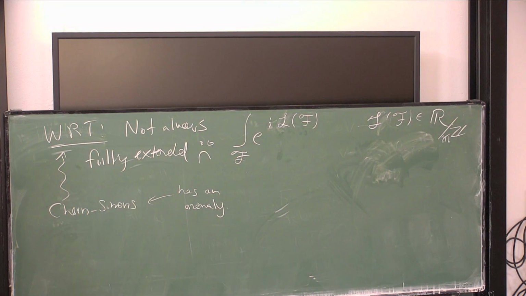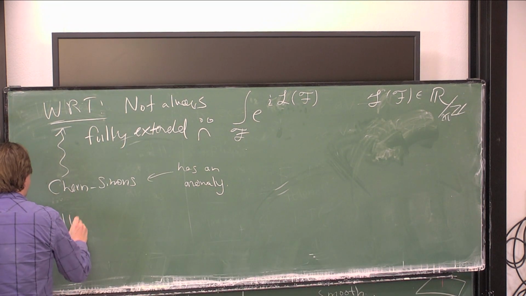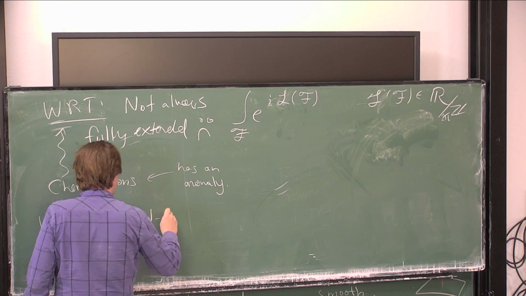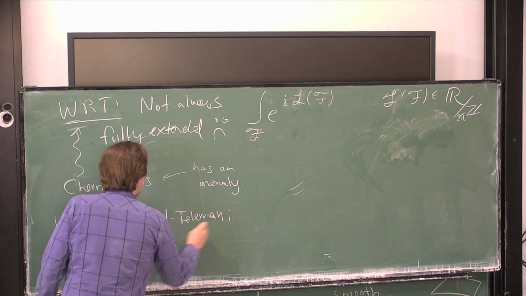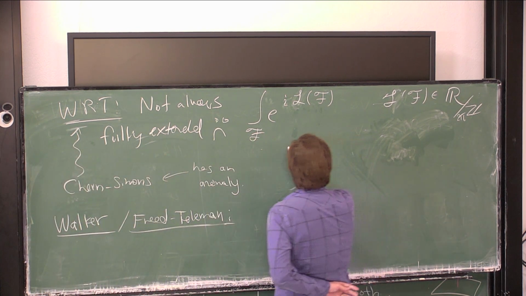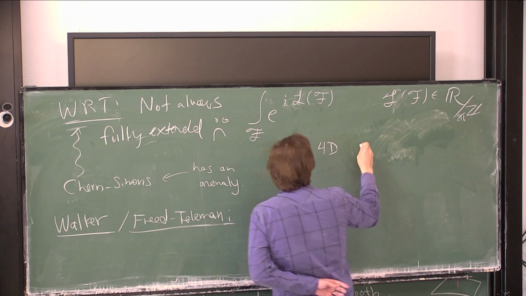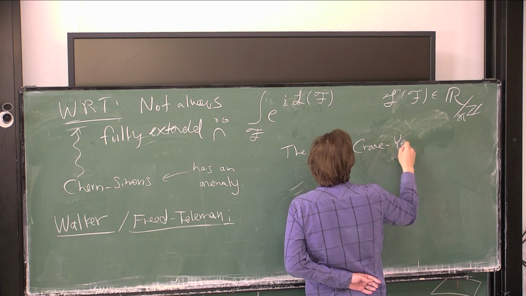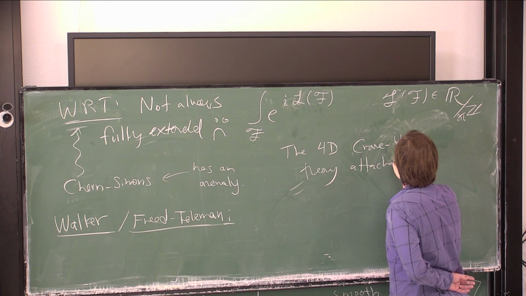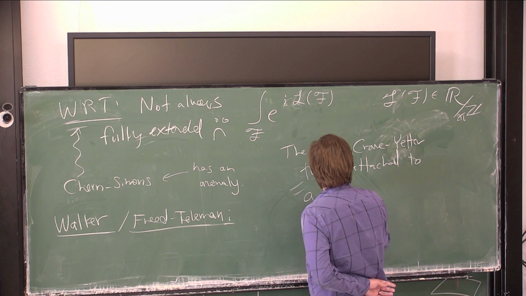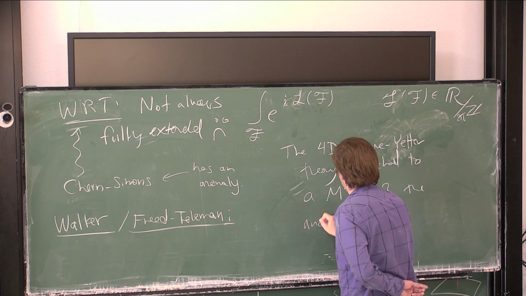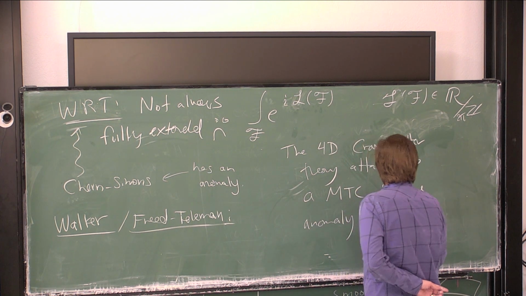Okay. But there's a beautiful suggestion of Kevin Walker, and it was made somewhat more precise as a conjecture by Freed and Teleman, which is that the 4D Crane-Yetter theory attached to a modular tensor category is the anomaly for the Witten-Reshetikhin-Turaev theory.